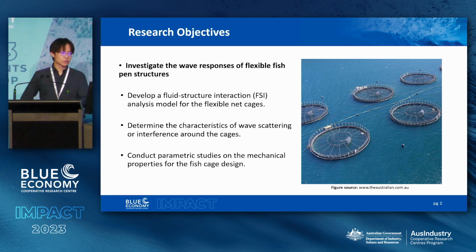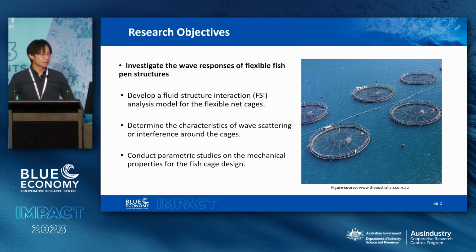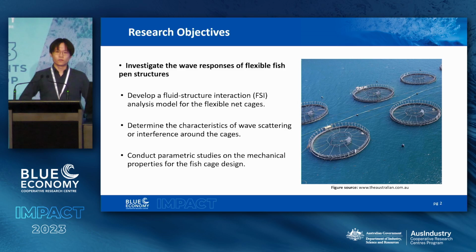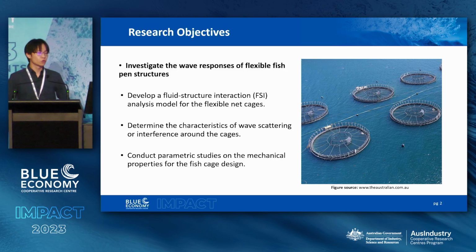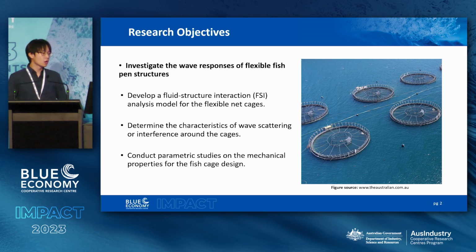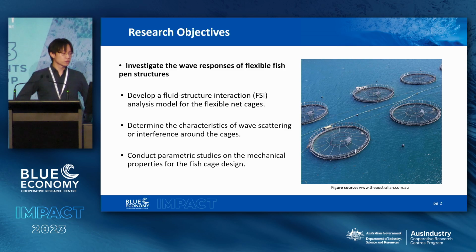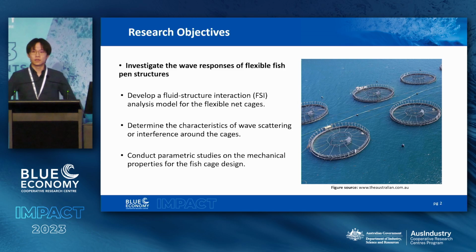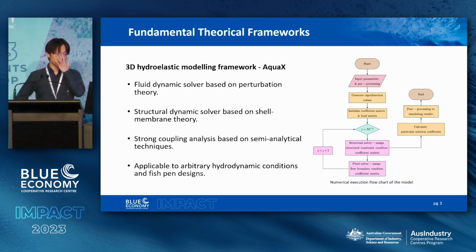Therefore, our research objective is to investigate the wave responses of flexible fish pen structures, which include three sub-objectives. Firstly, we would like to develop a fluid structure interaction analysis model for the flexible net cages. Secondly, we want to determine the characteristics of wave scattering or interference effects around the cages. Finally, we will conduct a parametric study on the mechanical properties for the fish pen design.